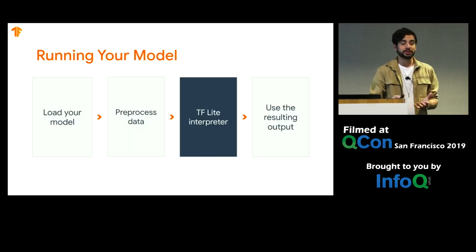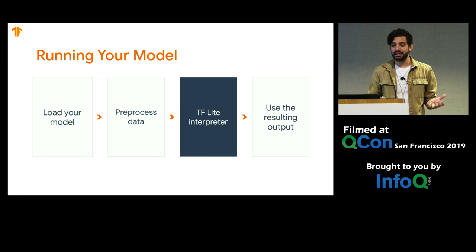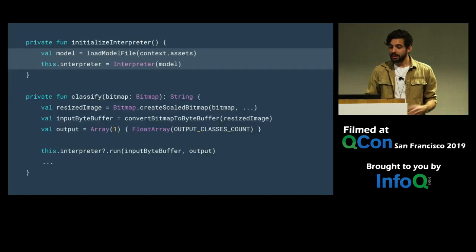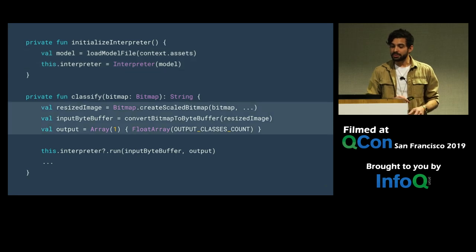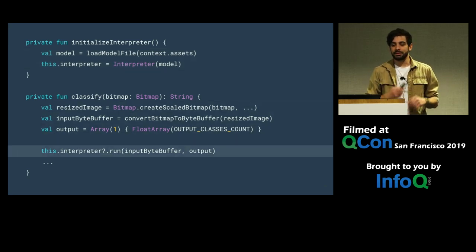Once you've got your model ready, we want to run it. And running it is also super easy. In this example, first of all, we're loading a model file and instantiating an interpreter with that model. And we're then processing our input to get ready to feed into the model. And then we run the interpreter with that pre-processed input.